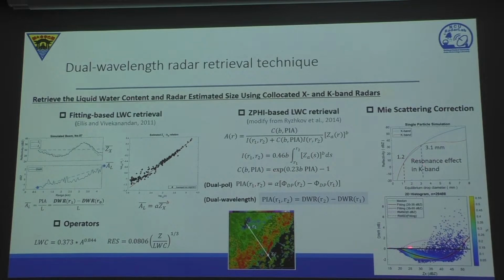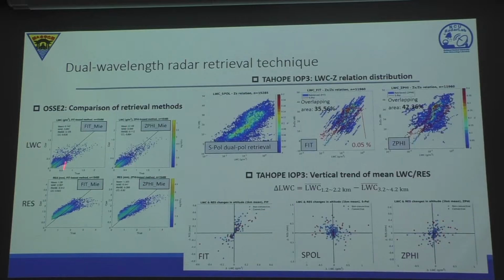So we developed a very simple technique to correct the mid-scattering effect. The way we test it is in a more idealized framework, which is the OC study. We have a simulation of the beam profile from the distributed data. We have long-term, more than 10 years of distributed data, so we can simulate the X-band and K-band measurement and test our technique. It turns out, as we expected, that the Z5 algorithm with a mid-scale correction can have very good correlation in both liquid water content retrieval and the radar estimate size variable.